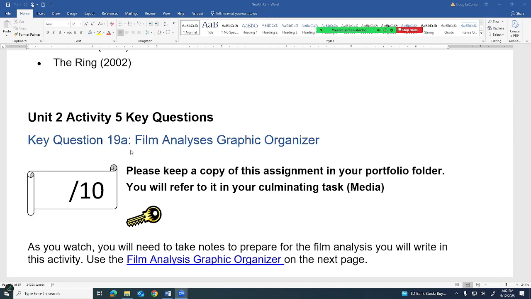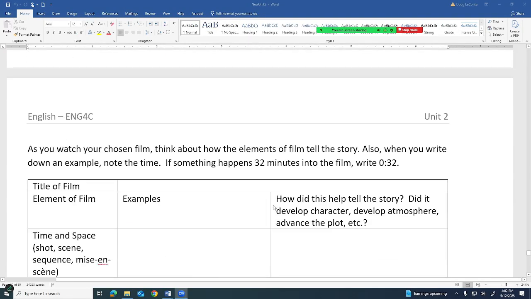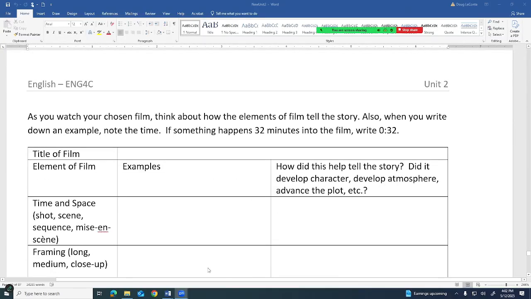So the first key question, 19A, was a way for you to organize all of your content, much like any other assignment that we use the writing process in, that is research and note taking. So a graphic organizer is basically a way of taking notes. And there's an example on page 80 that you can use with the different elements of film that you can discuss in your film analysis.